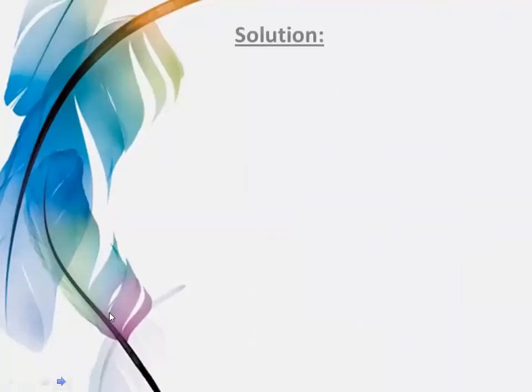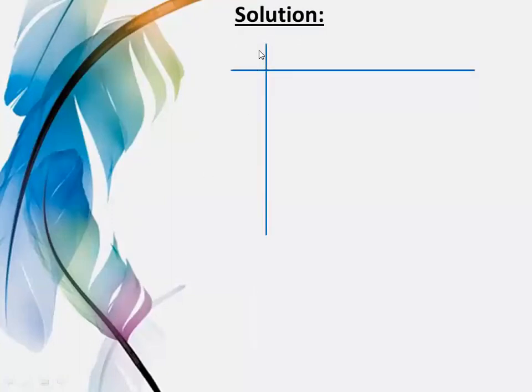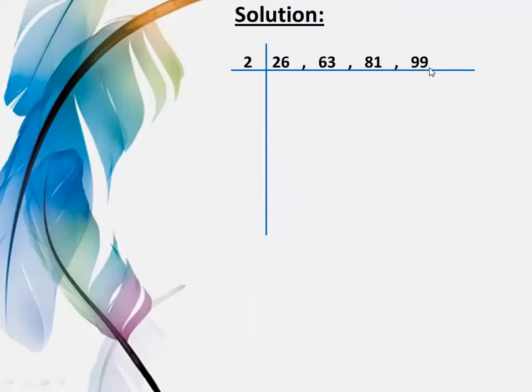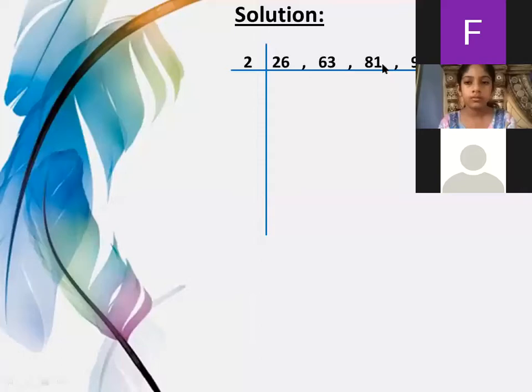So how will you find out the LCM by the division method? Simply draw a vertical and a horizontal line and write all the numbers at once, that is 60, 26, 63, 81 and 99, separating them by commas.